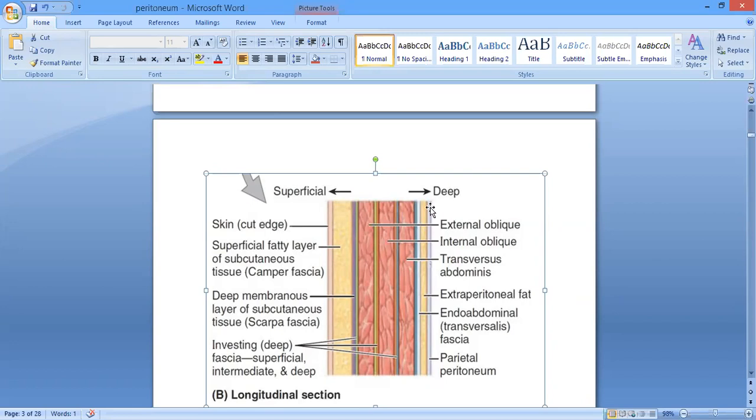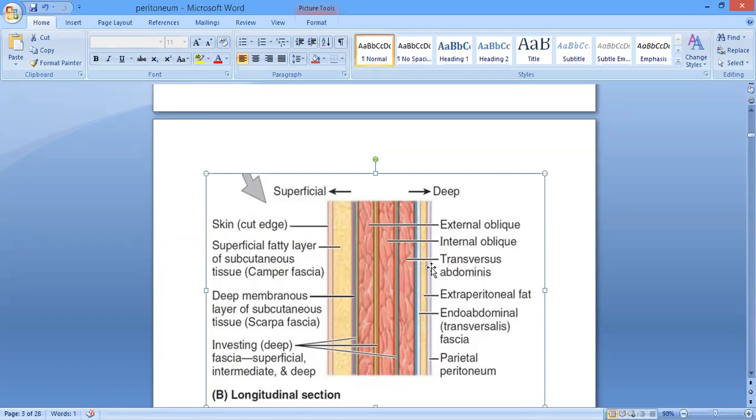Okay? It will form what? It will form the innermost layer of the abdominal wall. So its nerve supply and blood supply will be the same, which is going to supply the skin to the endoabdominal fascia. The blood and nerve supply coming to the abdominal wall, all of it is going to supply from the skin up to the parietal peritoneum.